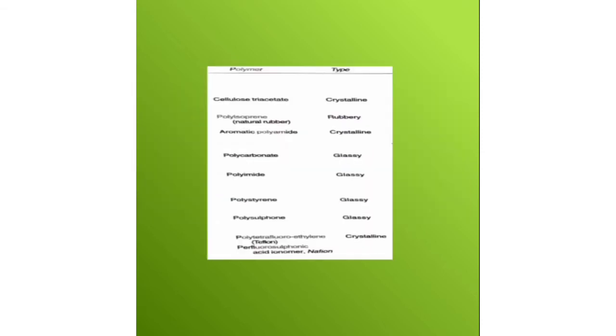So now we will come to the membrane material. Most of the membranes in practical use are made of polymers. Okay, and what are those polymers? The polymers are polyisoprene, which is a rubbery type polymer, aromatic polyamides, polycarbonates, polyimides, polystyrene, polysulfone, and Teflon, or cellulose triacetate or cellulose acetate. So these are the polymeric materials. They are widely used in the making of membrane.